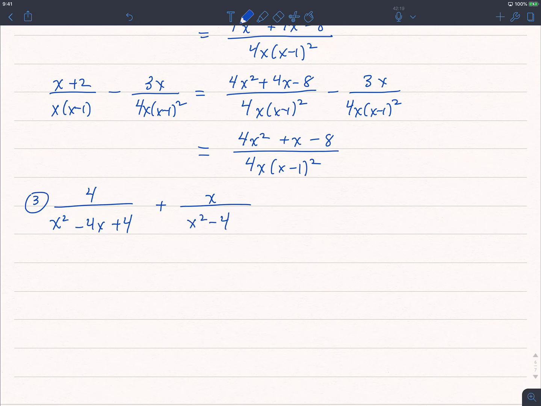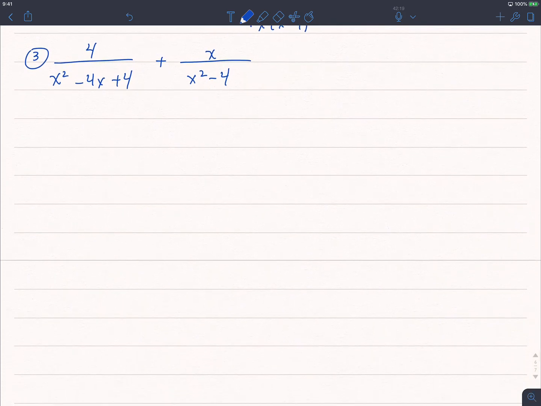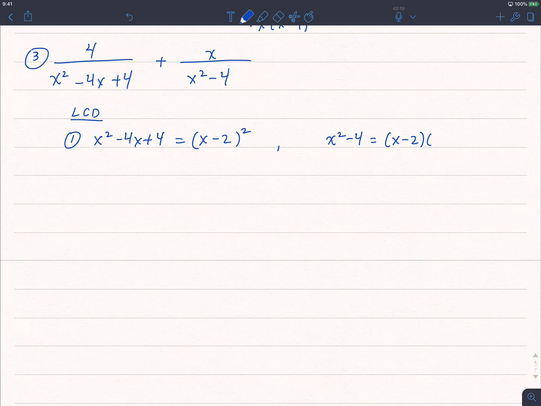All right, so again, we have a problem with two fractions whose denominators are not the same. So let's go right to finding an LCD. So step 1, let's factor each of the denominators. So the first denominator factors as x minus 2 times x minus 2, so x minus 2 squared. And the second, being a difference of squares, factors as x minus 2, x plus 2.